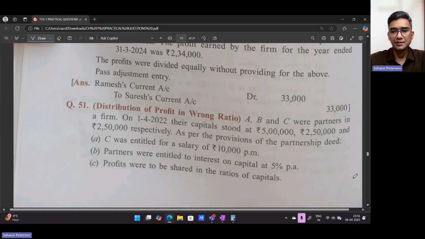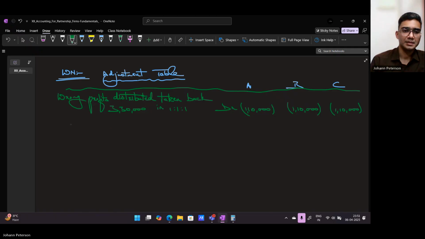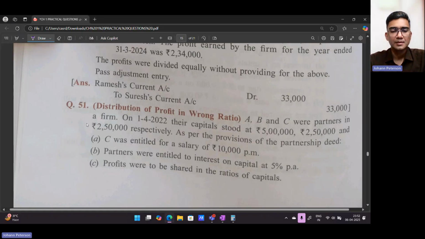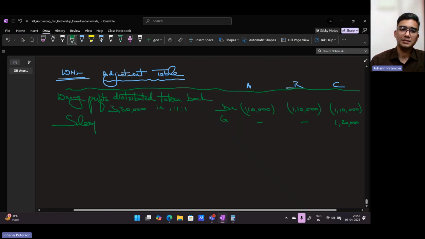So C is entitled to a salary of 10,000 per month. Salary, credit, C. That means 10,000 per month makes it 120 in the year. This is given, so it's a plus item. Partners were entitled to interest on capital at 5% per annum. So 5% on 5 lakh. 10% is 50,000, so 5% is 25,000.